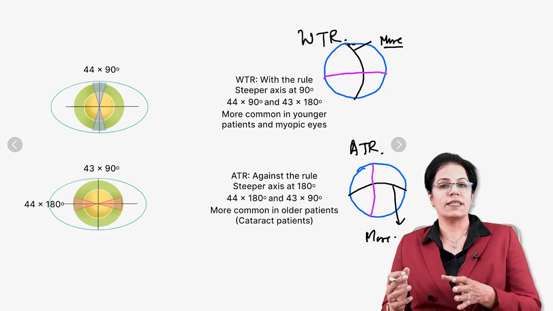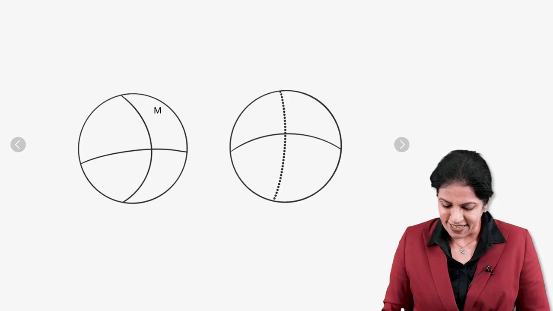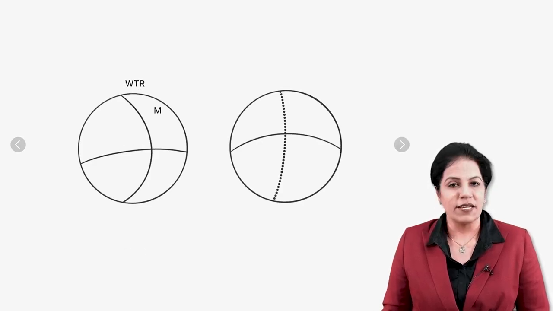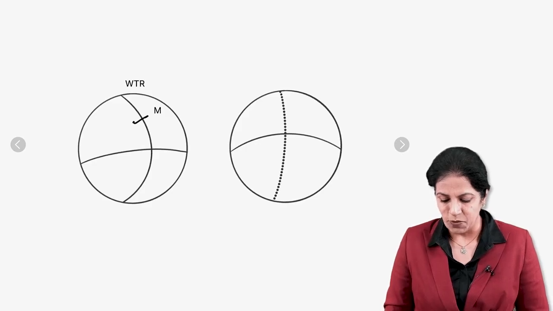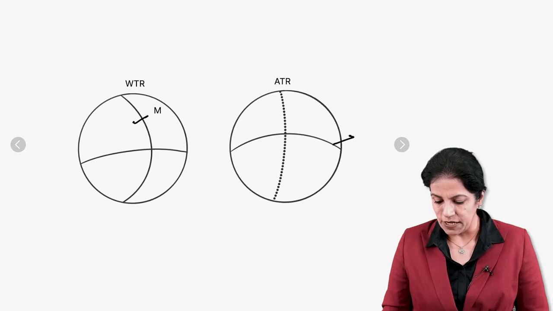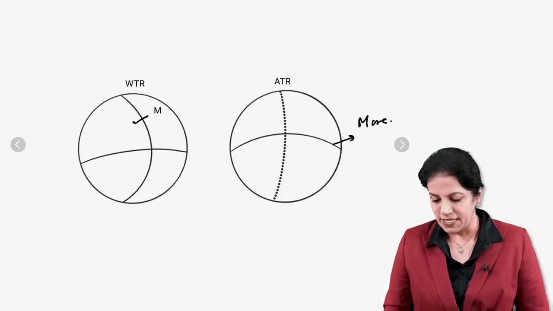Why are we using these terms? Let's understand. Even in normal circumstances, due to the weight of your lid, the curvature in the vertical axis is slightly more than the horizontal. So if this is what is getting exaggerated, we are calling it with the rule. And if it is opposite, what do you call it? Against the rule astigmatism. So this is what we had drawn. This is your with the rule, where this axis is more. And this is against the rule, where the curvature of this axis is more. Done? So we have just repeated this.